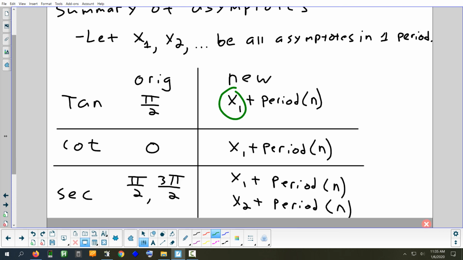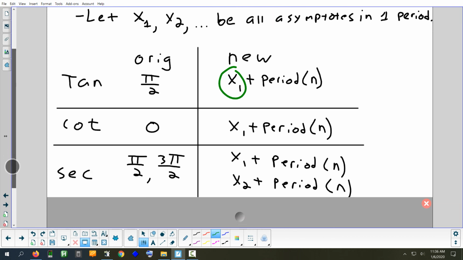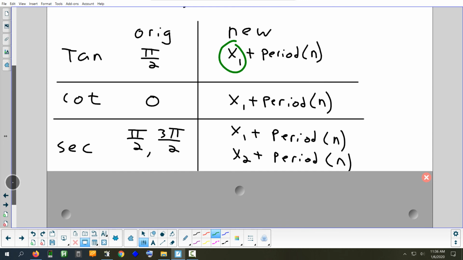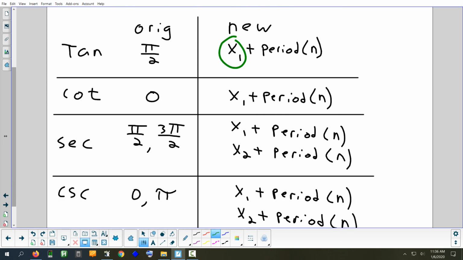Now, with secant and cosecant, there are 2 asymptotes in the original graph per cycle. So when you give me the answer for this one, I want you to tell me where the first asymptote shifted to and where the second asymptote shifted to. You need to tell me both. And same thing with cosecant.